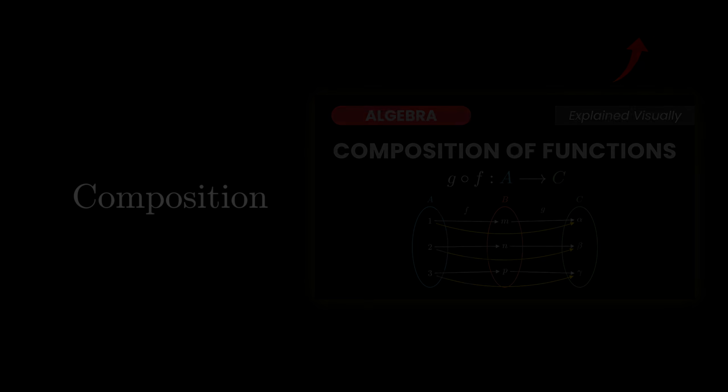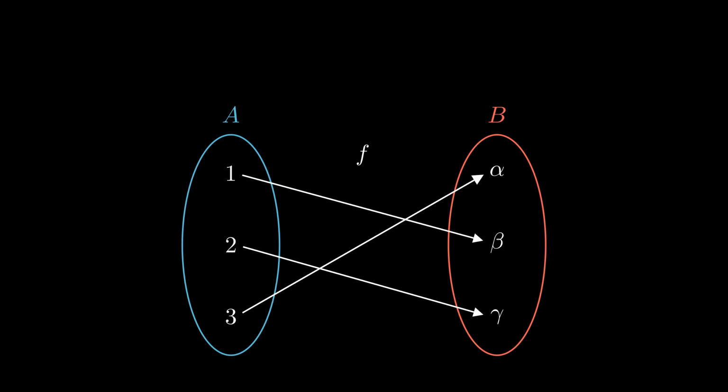Alright, let's begin. First, consider the function f, A to B, shown on screen. This takes 1 to beta for instance, but what if we wanted to go back to 1? We would just need to create a connection from beta to 1. Likewise for the other elements. Now, don't these connections remind you of something? Indeed, we have just defined a function g from B to A.